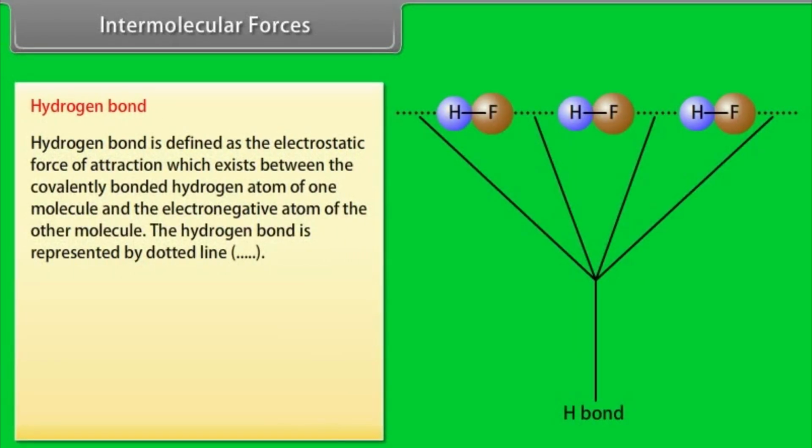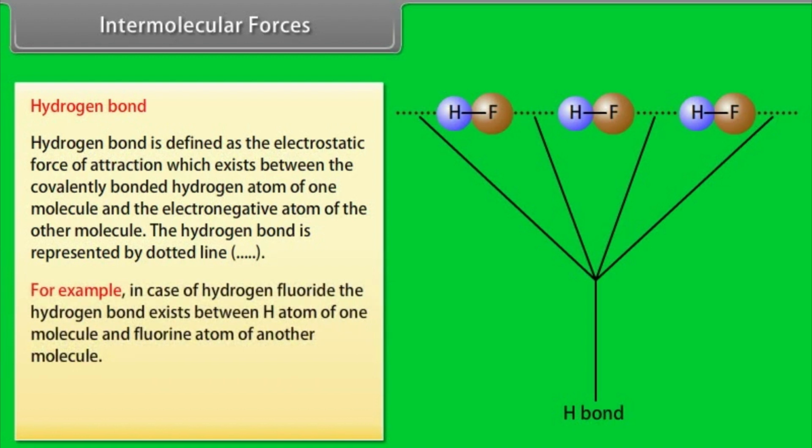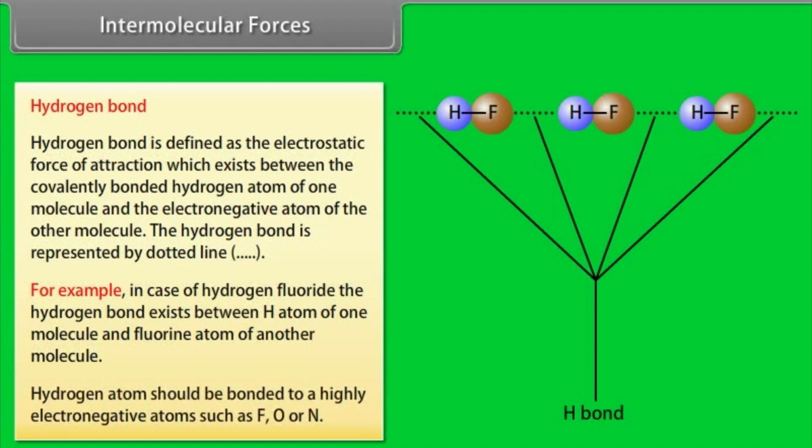Hydrogen bond. Hydrogen bond is defined as the electrostatic force of attraction which exists between the covalently bonded hydrogen atom of one molecule and the electronegative atom of the other molecule. The hydrogen bond is represented by a dotted line. For example, in case of hydrogen fluoride, the hydrogen bond exists between the H atom of one molecule and the fluorine atom of another molecule. Hydrogen atom should be bonded to a highly electronegative atom such as fluorine, oxygen or nitrogen. Larger the electronegativity of the other atom, greater is the strength of the hydrogen bond.